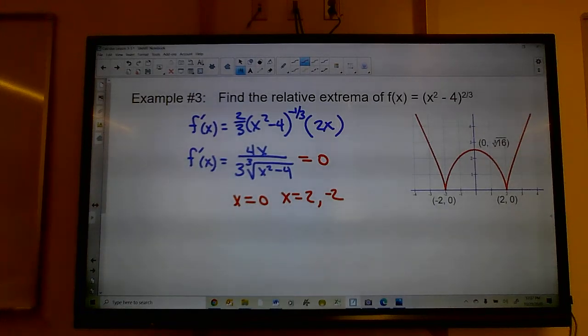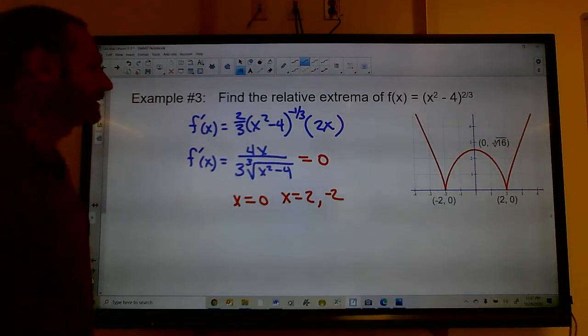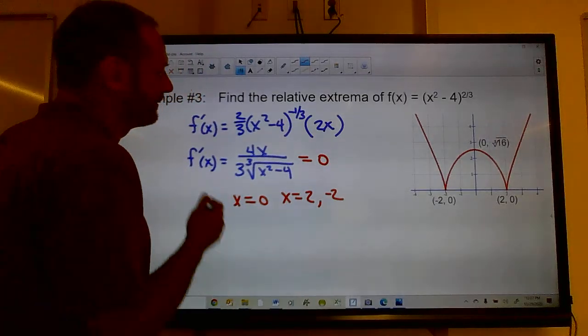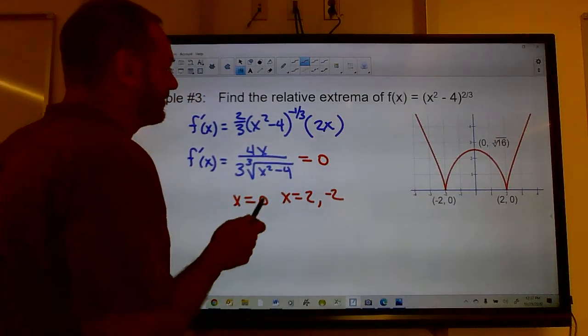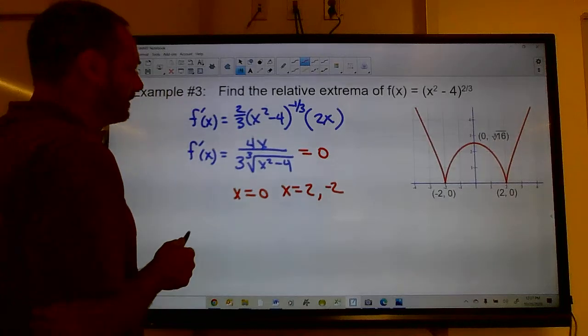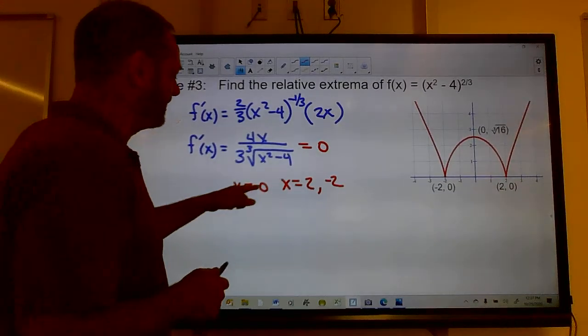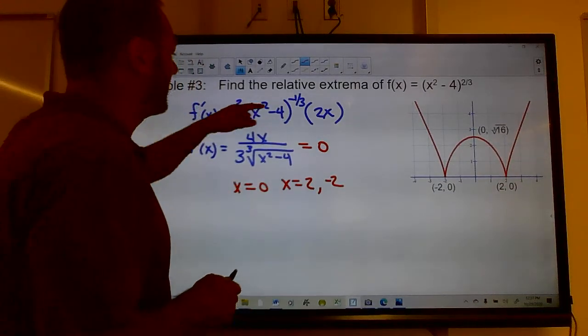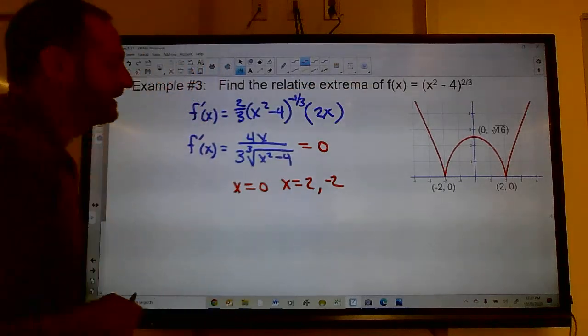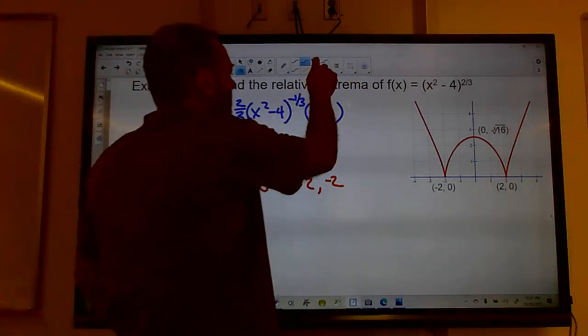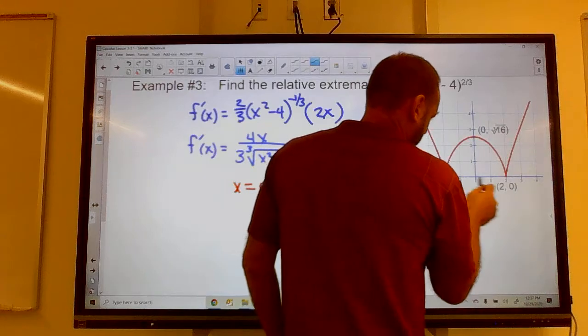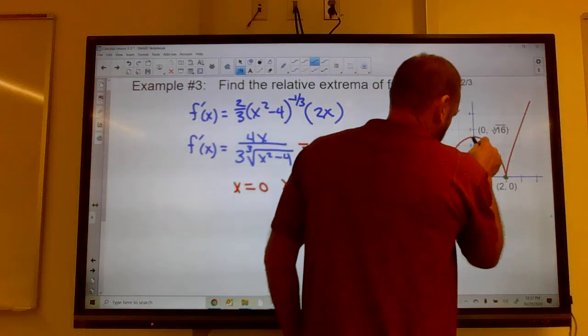So, now I need to determine, okay, those are going to be my critical points. If I actually want to find the critical point, I need to take these x's and plug them back into the original f of x to find out what the y is, because I would actually be finding this point, and that point right there.